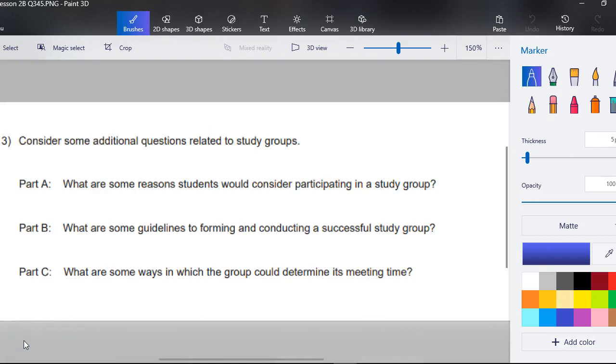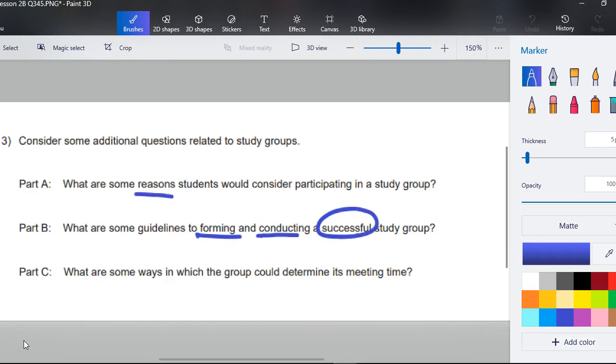To dig a little bit deeper on your experiences with study groups, look at question 3, which says consider some additional questions which are related to study groups, and they include part A, what are some reasons that students would even think about participating in a study group? Part B, what are some guidelines to forming and conducting, and I'm going to underline forming and conducting, and I'm going to big circle successful study group.